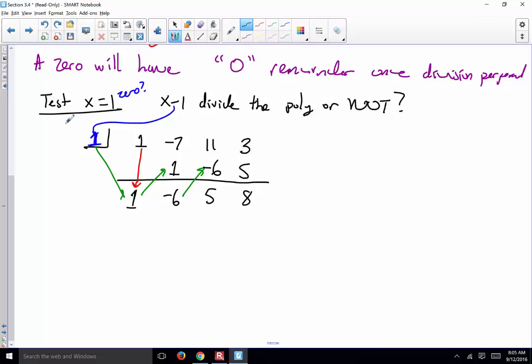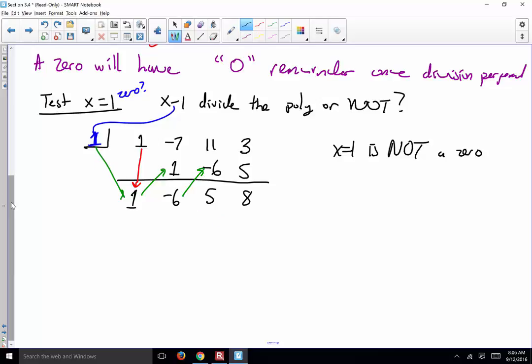So what is the verdict? Is x equals 1 a 0? No. It is not a 0. Okay, you see, this is kind of time consuming. If you want to save time, what's the other way to test whether 1 is a 0 or not? Plug it in, see if it makes 0, right? Doesn't it make sense?